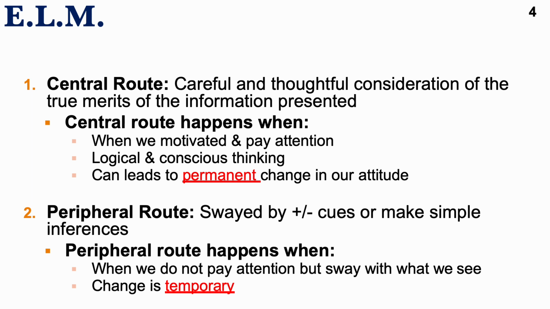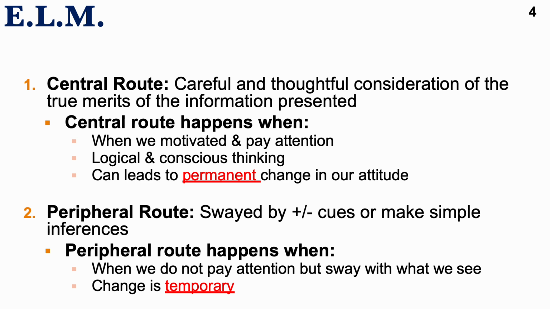in your attitude. Peripheral route processing, though, happens when people are swayed by cues or they make simple inferences, right? So, oh, okay, Justin Bieber likes this, it must be good, that kind of thing. Justin Bieber is promoting this hair gel, he must use it, right? So you just make that inference. This kind of processing usually happens when we don't pay attention. But the change that may occur, like, ooh, I like this gel because Justin Bieber is using it, is temporary.